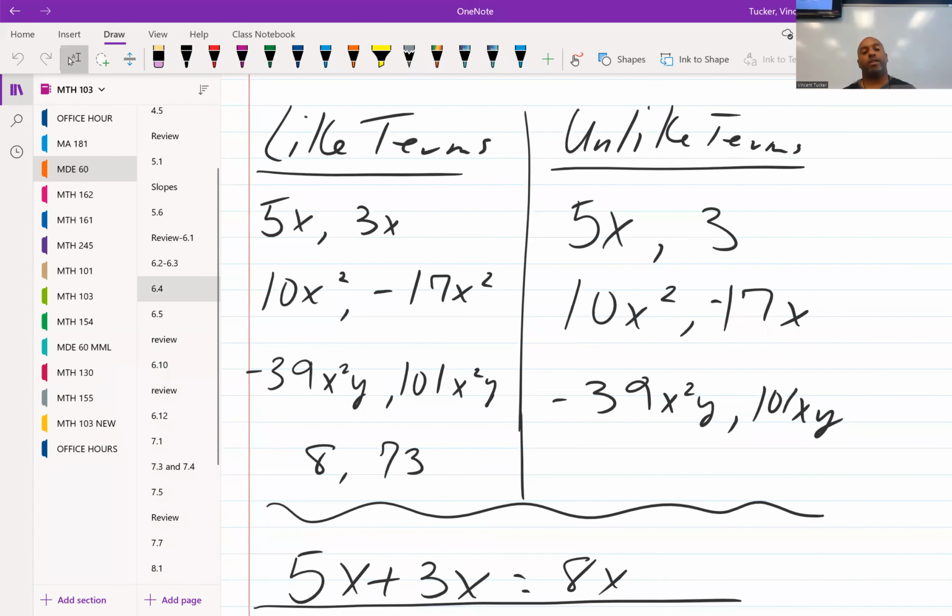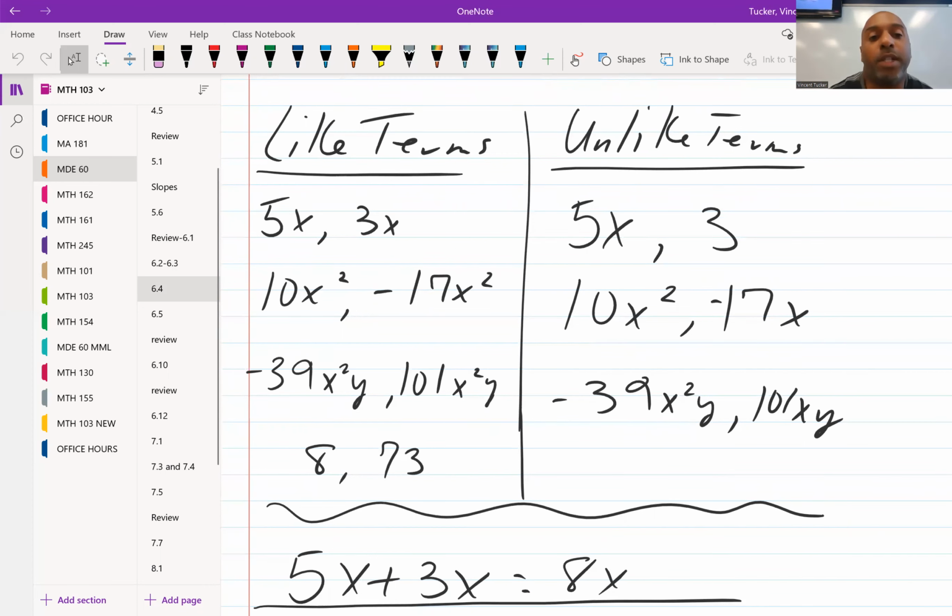All right, so now let's get into adding and subtracting these polynomials. In order for us to do that, we have to combine what we call like terms. Like terms are terms that have the same variables, same amount of variables, same exponent on your variables. If anything's different, then they are not like terms. You cannot add them or subtract them from each other.